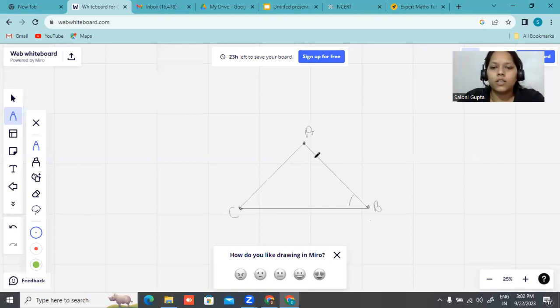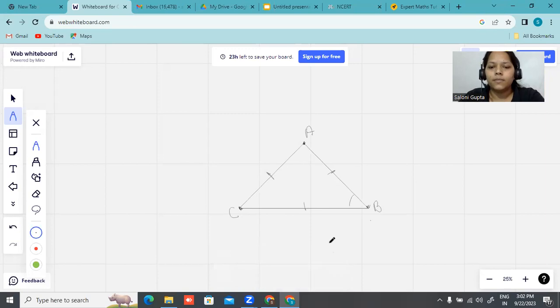Then you can see it also has three sides: AB, then AC and BC. It also has three angles. We normally call them angle A, angle C, or angle B. But we can also name them, like if I am saying angle BAC, this angle I am just calling angle BAC.